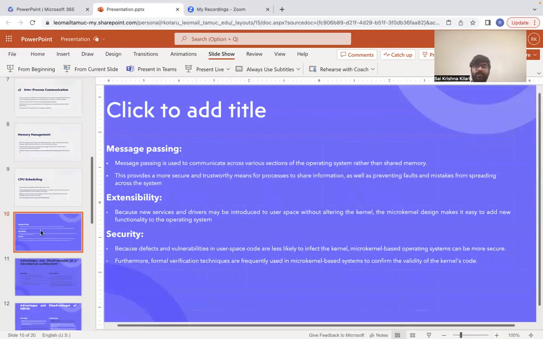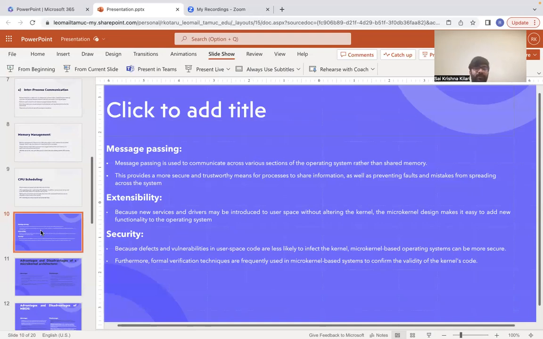Message passing. Message passing is used to communicate across various sections of the operating system rather than shared memory. This provides a more secure and trustworthy means for the processes to share information, as well as preventing faults and mistakes from spreading across the system. Extensibility, because new services and drivers may be introduced to user space without altering the kernel design, makes it easy to add new functionality to the operating system.